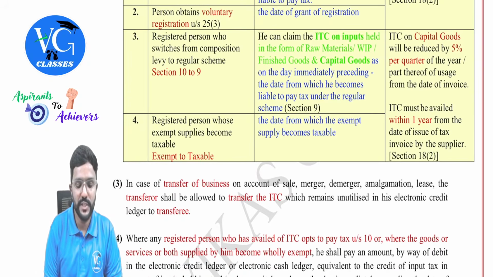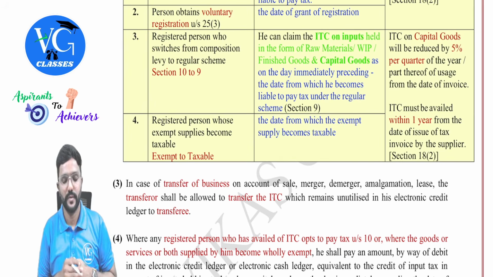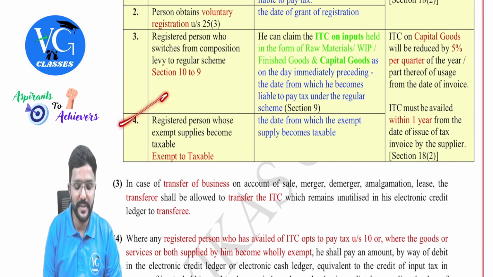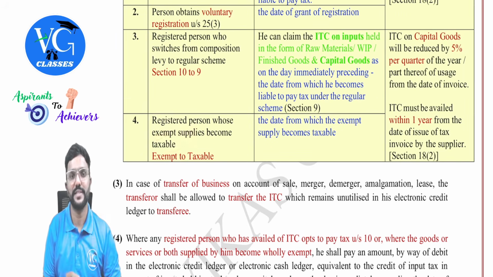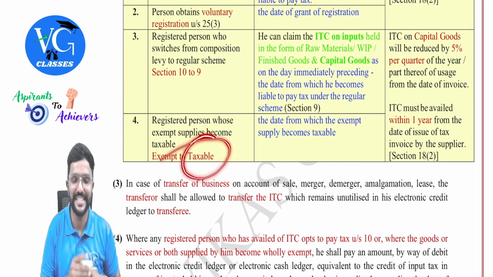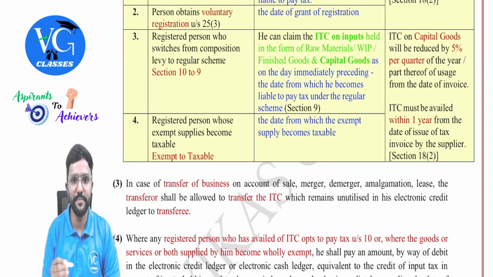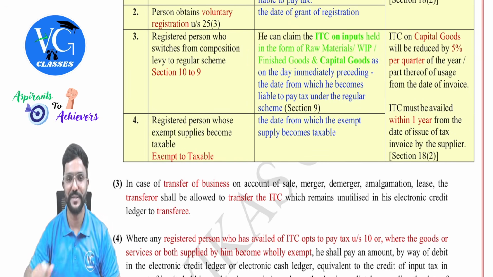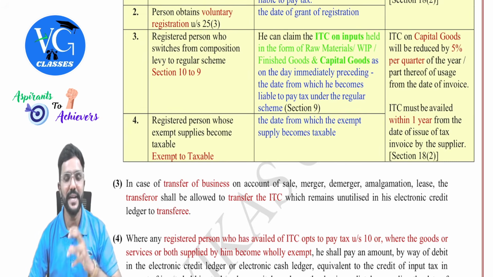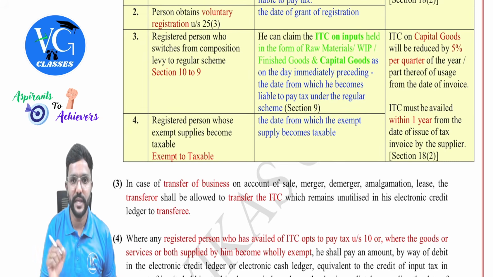Registered person who switches from composition scheme to regular scheme, that is, he is moving from section 10 to 9. Or else, a registered person whose exempt supply now becomes taxable. His outward supply was exempt previously, but now the exemption has been withdrawn. Now it is taxable. In that case, he can claim the ITC on the inputs held in the form of raw material, WIP, finished goods, as well as capital goods, as on the day immediately preceding the date from which he becomes liable to pay tax under regular scheme, that is section 9.